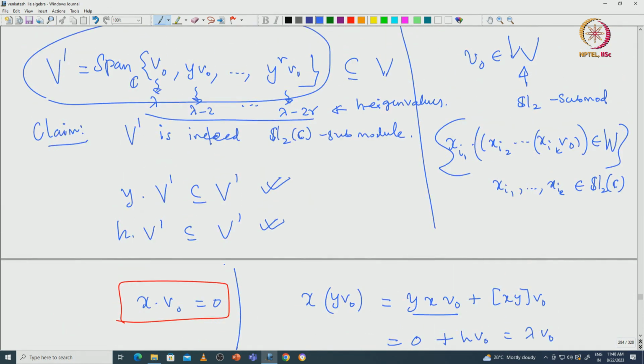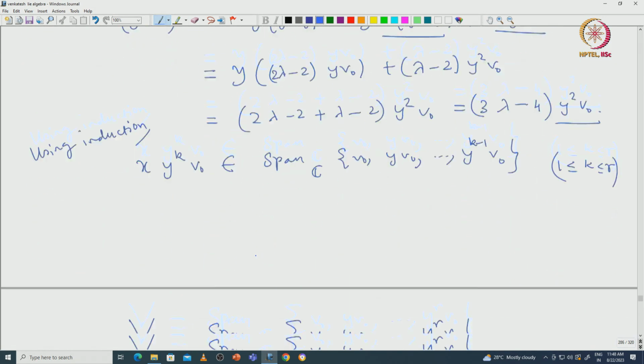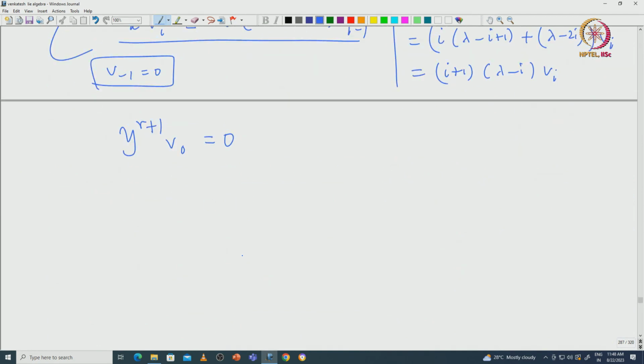So, now if you just look at y power r v naught, then what happens? Okay, y power r v naught, that must be non-zero. But then if you just compute what is x v r plus 1, that is nothing but x applied on y power r plus 1 v naught.